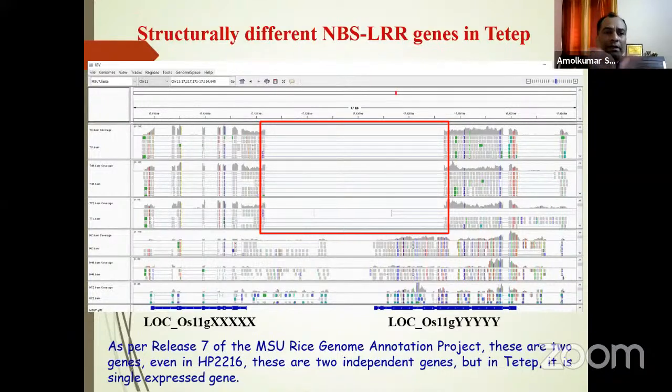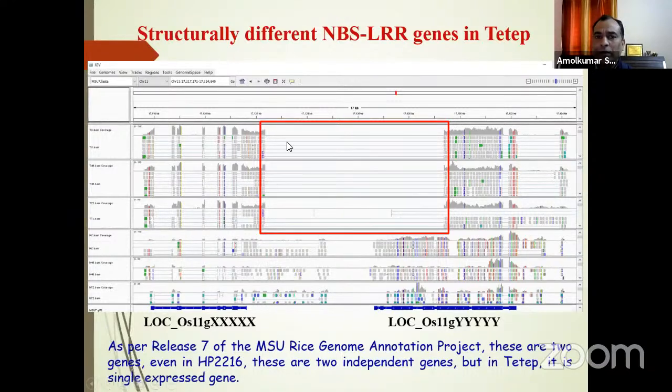As I told you, these are structurally different NBS-LRR genes, and why are we saying structurally different? We identified this in the Integrative Genomics Viewer. These 3 lines are from TETEP, and the remaining 3 lines are from HP2216. When we compare with the MSU rice genome annotation release 7, there are 2 genes present separately in Nipponbare, and we also observe this type of gene in our susceptible line. But in our data, there is a complete gap between these 2.